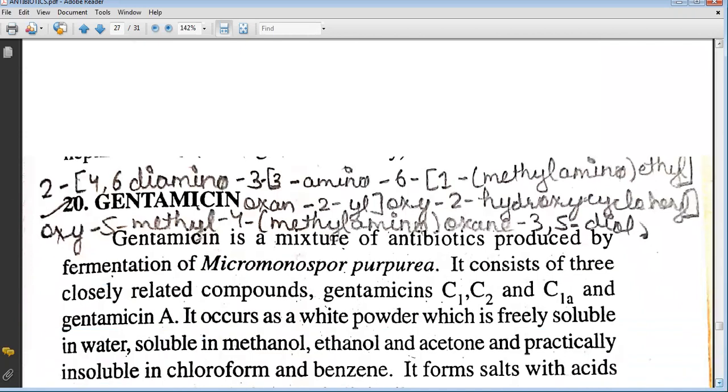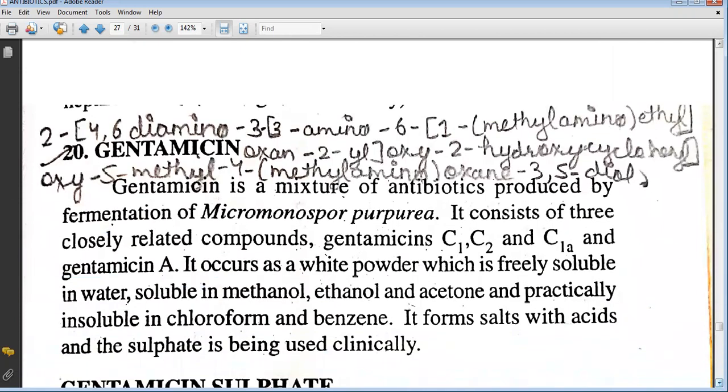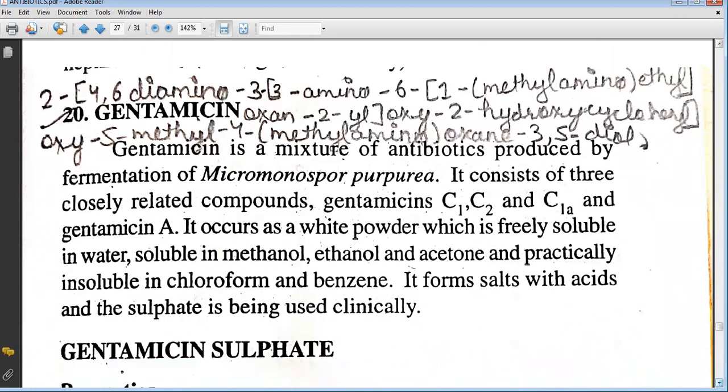The next is gentamicin. The nomenclature includes 2,4,6-diamino, 3,3-amino, 6,1-methylamino, ethyl, oxane 2-yl, oxy 2-hydroxy, cyclohexyl, oxy-5-methyl, 4-methylamino, oxane 3,5-diol. Gentamicin is a mixture of antibiotics produced by fermentation of Micromonospora bacteria. It consists of three closely related compounds: gentamicin C1, C2, and C1A, and gentamicin A.